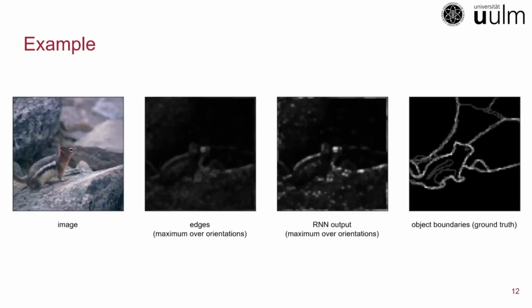Okay, and here are some image examples. So this is the input image. This is the output of the edge filtering, taking the maximum over all orientations at each location. And here is then the RNN output. And as you can see, several of the important contours in the image are enhanced. And here are the ground truth object boundary labels.